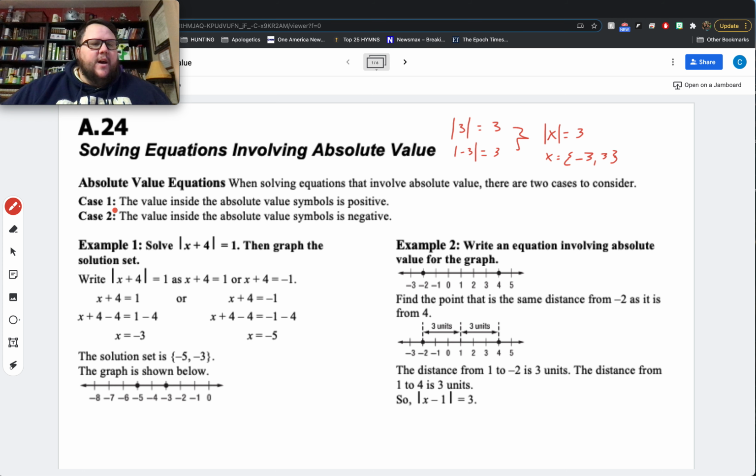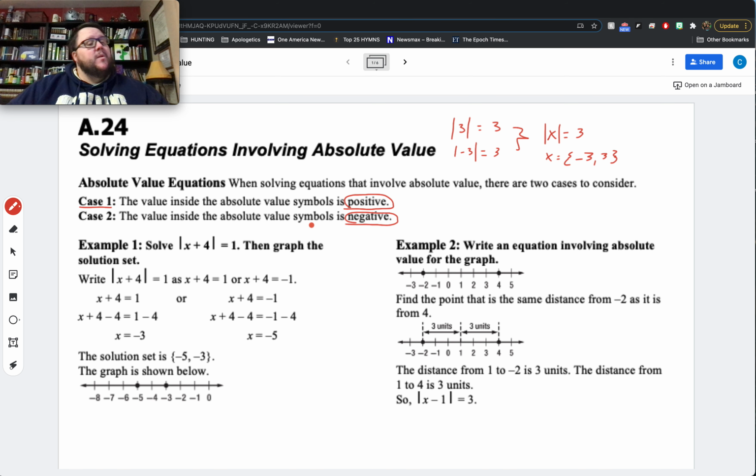Case one is the value inside the absolute value symbol is positive, and case two is the value inside the absolute value is negative. So what we're going to do is set it up. When solving equations that involve absolute values, there are two cases to consider: what's inside is positive and what's inside is negative.